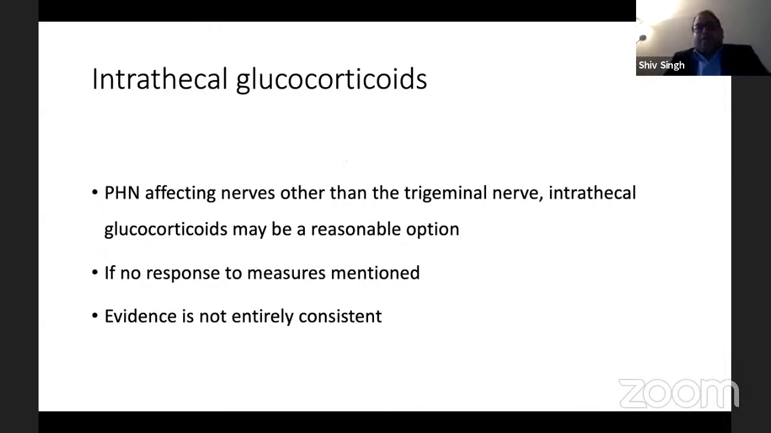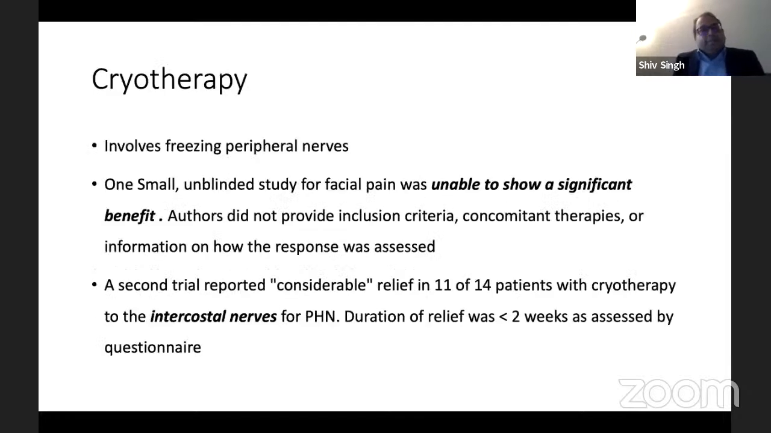People have tried intrathecal glucocorticoids. And you know that postherpetic neuralgia can affect the trigeminal nerve, because you can't apply a lot of things in the division of the trigeminal nerve. So intrathecal glucocorticoid was thought to be a good option. But the evidence of pain relief was not consistent with intrathecal glucocorticoids, so it can't be recommended. Then comes the cryotherapy, where you freeze the peripheral nerve.